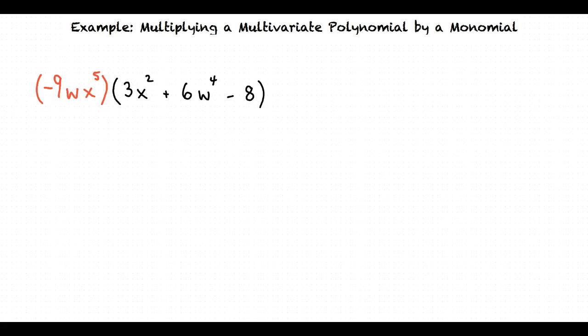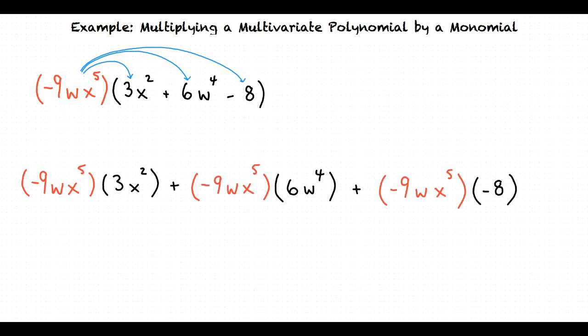minus 8. Remember that our first step is to apply the distributive property, meaning that we multiply each term in the polynomial by the monomial. Applying the distributive property, our expression becomes the quantity negative 9wx to the fifth times the quantity 3x squared plus the quantity negative 9wx to the fifth times the quantity 6w to the fourth plus the quantity negative 9wx to the fifth times the quantity negative 8.